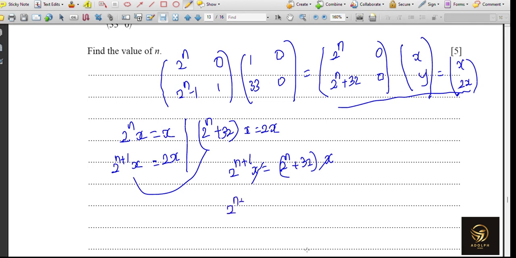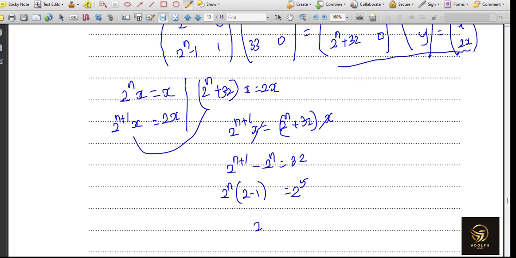Now 2 power n plus 1 and 2 power n, I can move to the left side, that is 2 power n equals 32. 32 can be written as 2 power 5, because all are in the form of 2, so that I will get a better answer. And in the left hand side I can factorize, taking 2 power n out, so I will be getting 2 minus 1 as the answer. I know 2 minus 1 is 1, so 2 power n equal to 2 power 5, that's nothing but n equals 5.